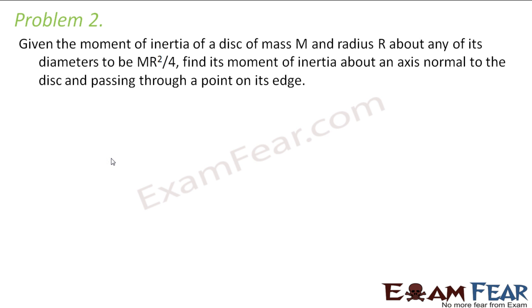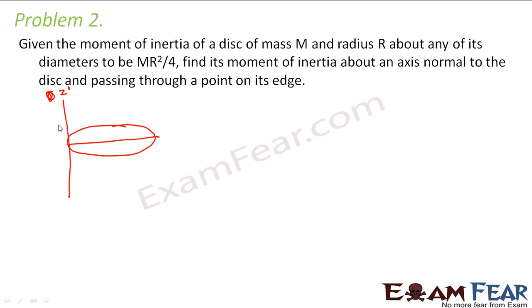Now let us look at the next problem, that is problem 2. It says that given the moment of inertia of a disk of mass m and radius r about one of its diameter to be mr square by 4. Let us suppose this is a disk and the moment of inertia about one of its diameter is given as mr square by 4. Find its moment of inertia about an axis normal to the disk and passing through a point on its edge. That means we have to find out the moment of inertia about this axis.